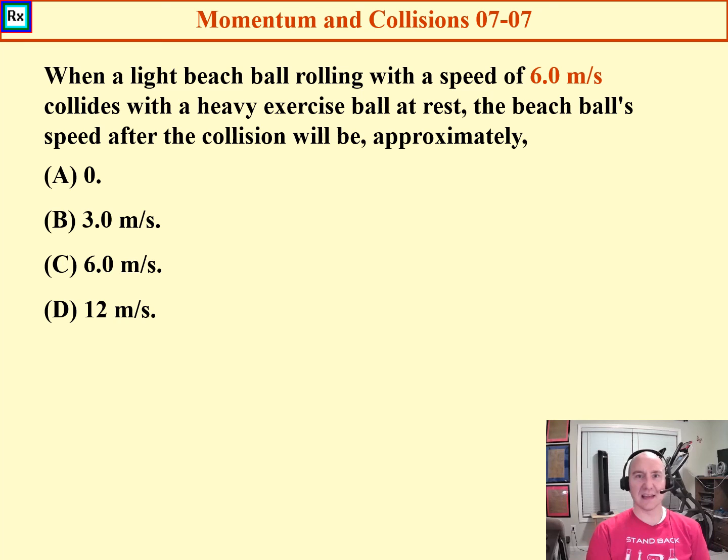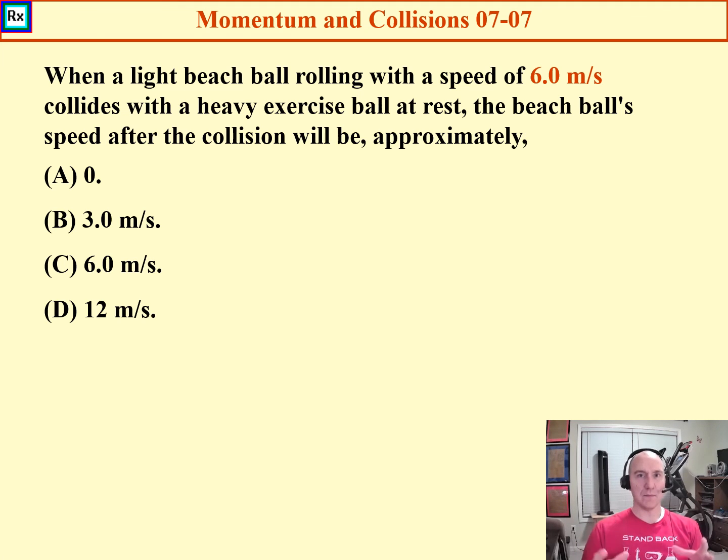All right, it says when a light beach ball rolling at a speed of 6 meters per second collides into a heavy exercise ball that's at rest, the beach ball's speed after the collision will be approximately what? All right, so this is that scenario I was talking about where you have one that's extremely massive and the other that's very, very light.